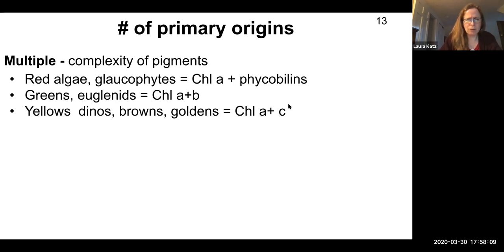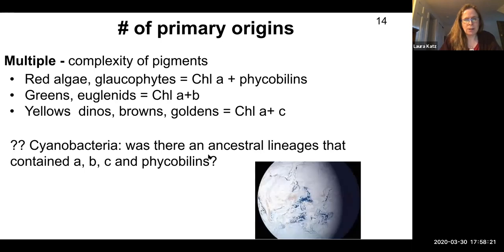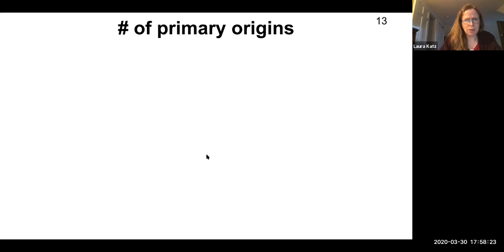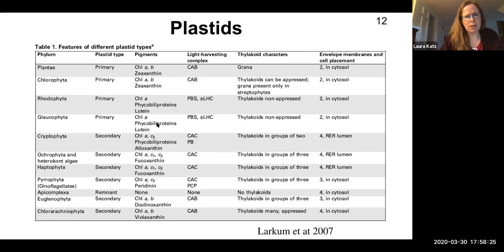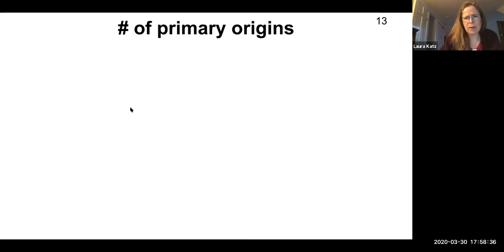Wait, where did chlorophyll C come from? If these are the primaries, they only make chlorophyll A and B and phycobilins. And that's just considering chlorophyll A, B, C, and phycobilins. But if we go back to our table, and I'm sorry to go backwards, we can see among these things there's also alloxanthin, fucoxanthin, peridinin, diadinoxanthin, and so we have to understand where all of these pigments came from.